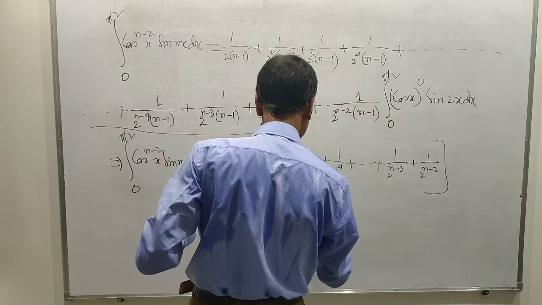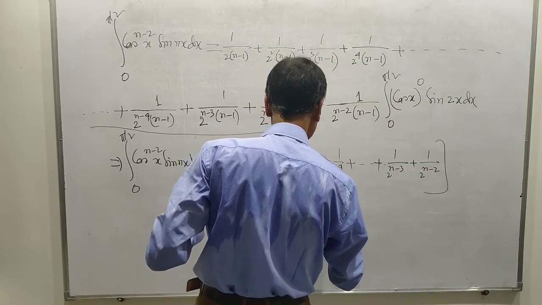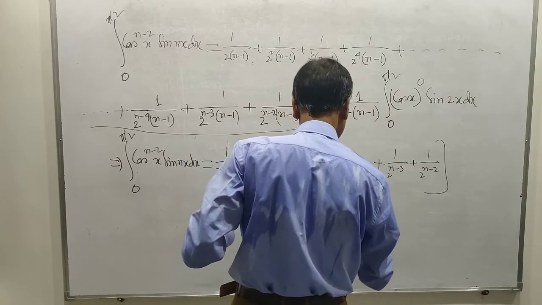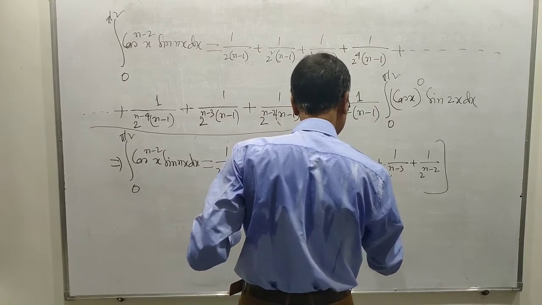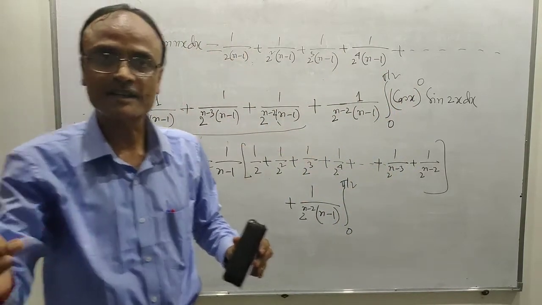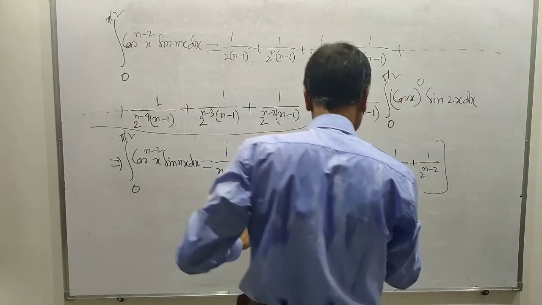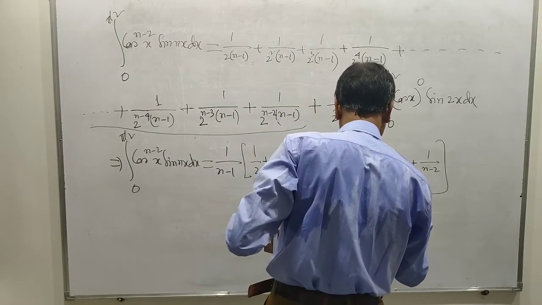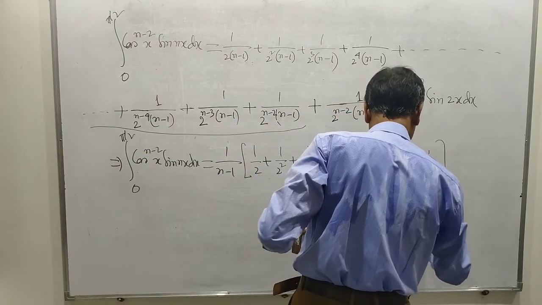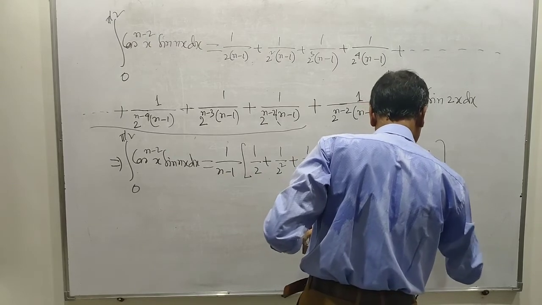We have 2 to the power n minus 4 plus this one: 1 by 2 to the power n minus 2 into n minus 1, integral 0 to pi by 2 of cos x whole to the power 0, which is 1, sin twice x, since cos x whole to the power 0 is equal to 1.